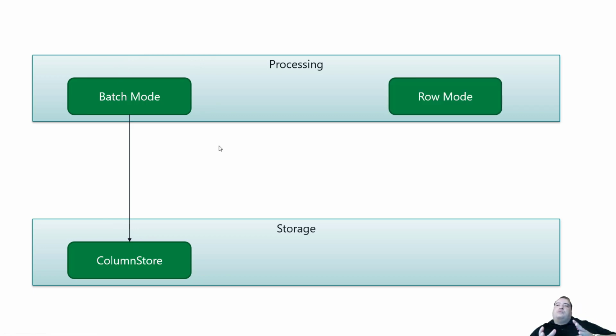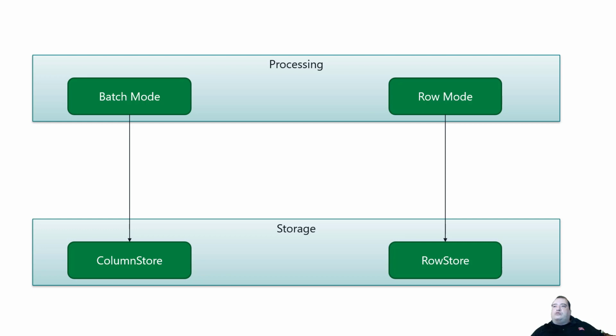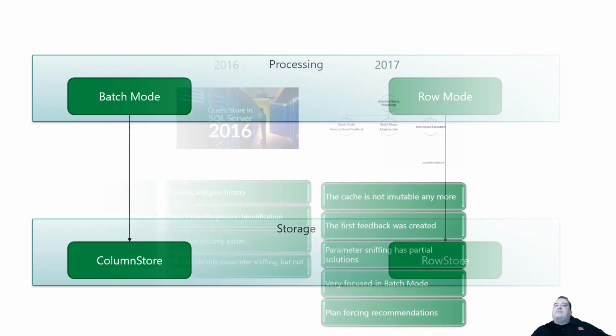The other processing mode was older, way older. It is called row mode processing, and it happens when we use row store. What's row store? This is our usual clustered and non-clustered indexes, or even a heap. This is what we call row store and row mode processing. And the point is, the features created in SQL Server 2017 were focused on batch mode. These features only worked in batch mode, when our tables had column store indexes. In row mode, these features were not available. So this was a limitation in SQL Server 2017.